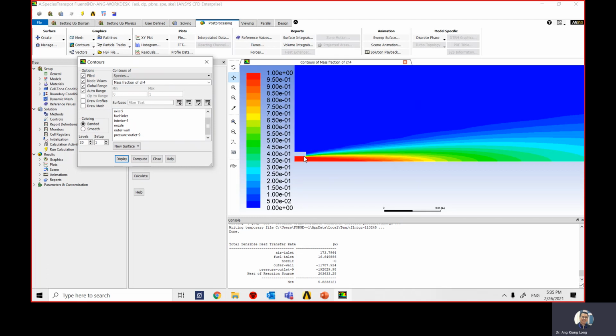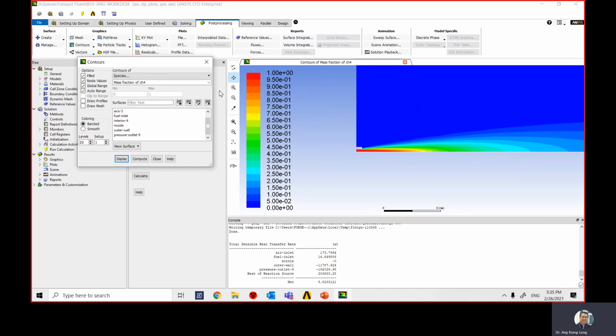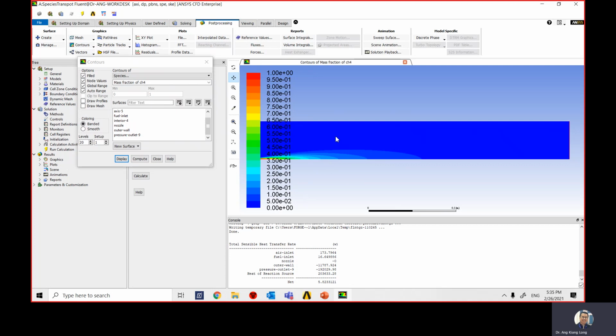If we zoom in, it's agreed that we have 100% of methane over here, and it starts mixing in this region. The mass fraction reduces as it goes further, as it will mix with air itself. So this is how you explain this diagram over here. After that, we see the mass fraction of CH4. If you want to look at oxygen, you select oxygen and display.